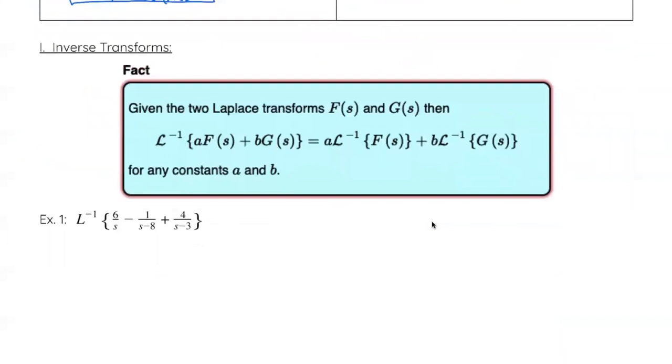All right, so with that, let's go ahead and take a look at the first part of our lesson for today, which is called inverse transforms. Let's assume that we have two Laplace transforms, and we use the uppercase letter to denote that. So we have capital F of S and uppercase G of S. And it turns out that the idea of linearity that we talked about yesterday still holds true.